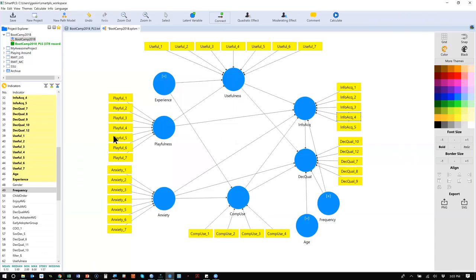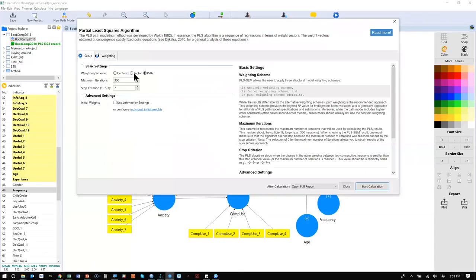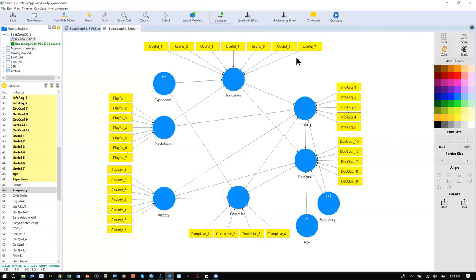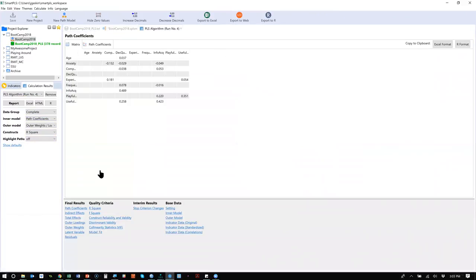And when you analyze it, we will not use consistent. We'll use just the regular PLS algorithm. Look at the output, and instead of looking at the outer loadings, we look at the outer weights for that particular factor. Everything else we look at the loadings, but for this factor, since it's formative, we look at the outer weights.